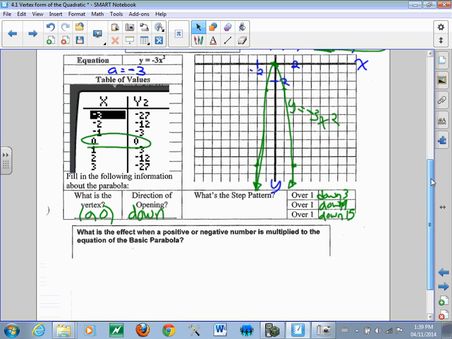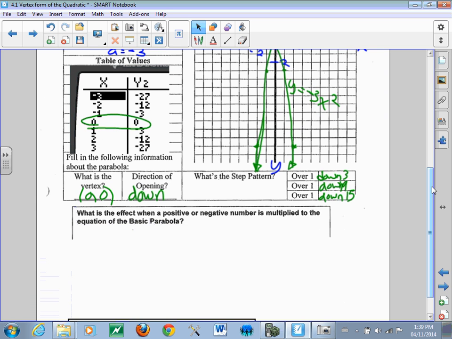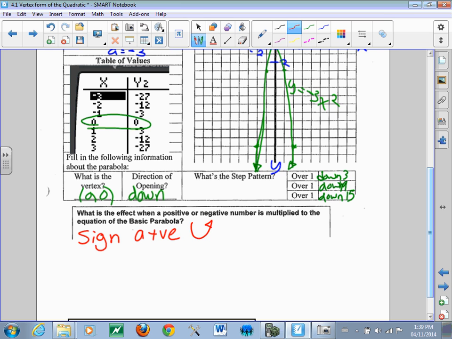All right. What is the effect of the positive or negative number that is multiplied to the equation out front? Well, there's two things we've got to take a look at. So there's the sign of it. If a is greater than 0, or positive, that means the direction of opening is going to be up. But if a is negative, then it's going to open down. So that's direction of opening. That's based on the sign. Okay?